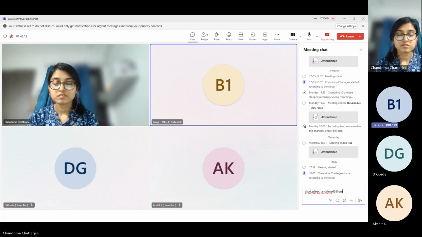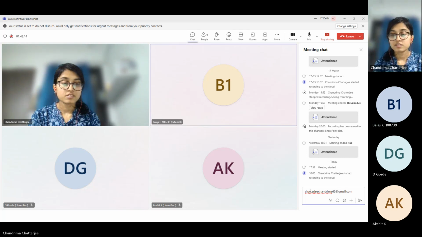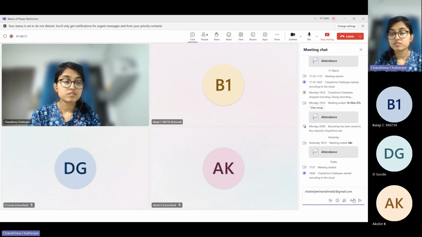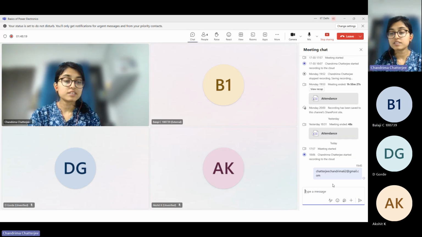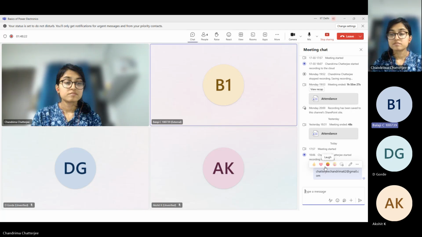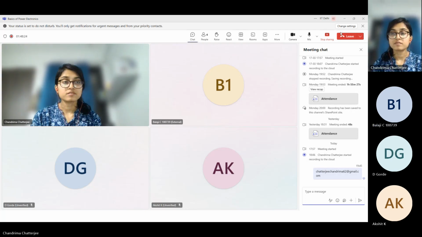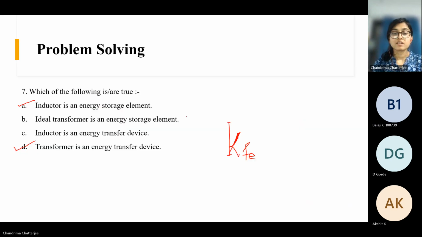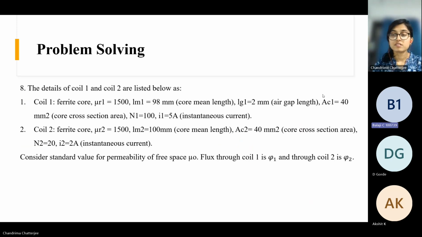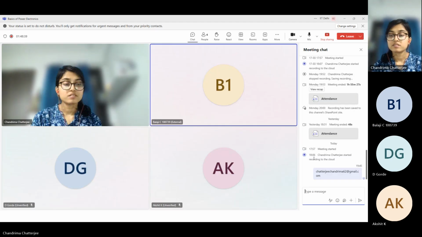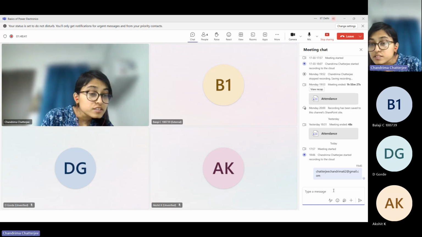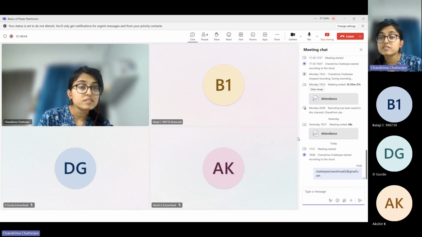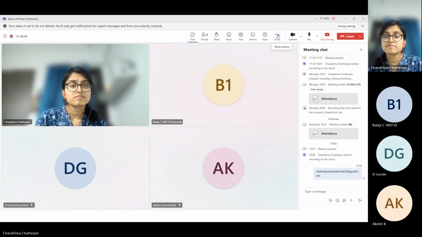Ma'am, move the cursor, ma'am. Sorry. I have sent it in the chat section. Okay, ma'am. Thank you. It is not coming. Means chat is disabled, it seems. Chat is disabled. Okay.